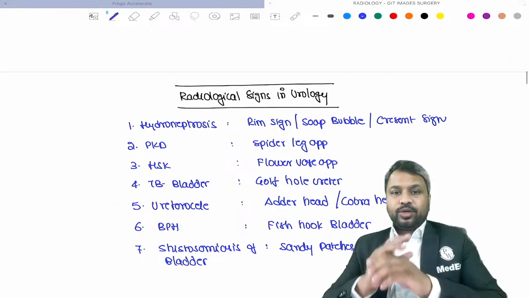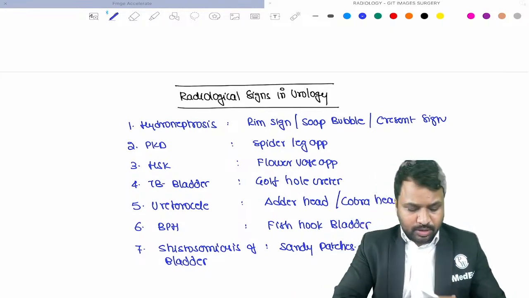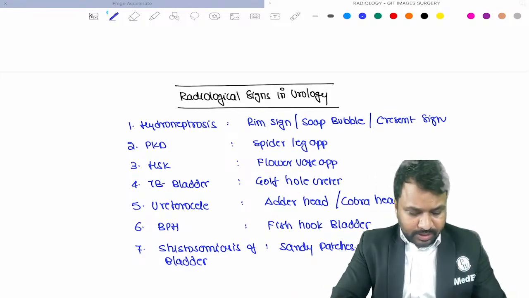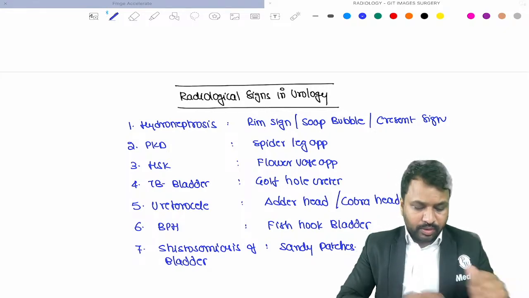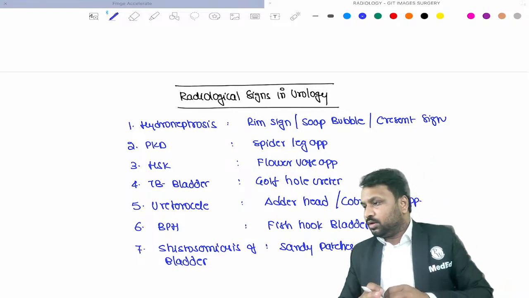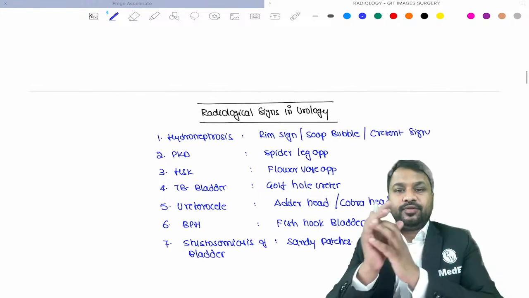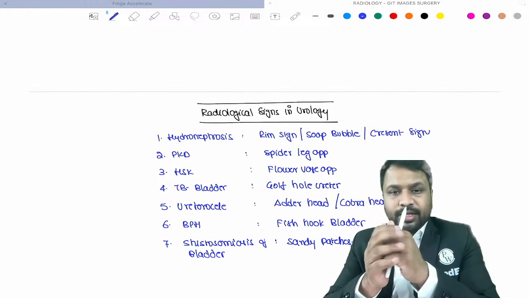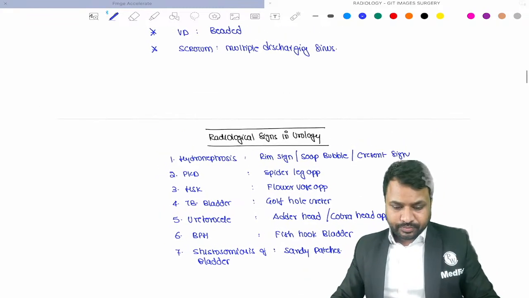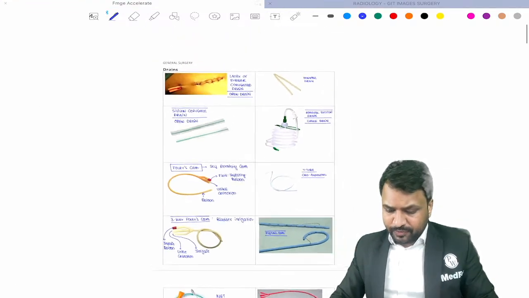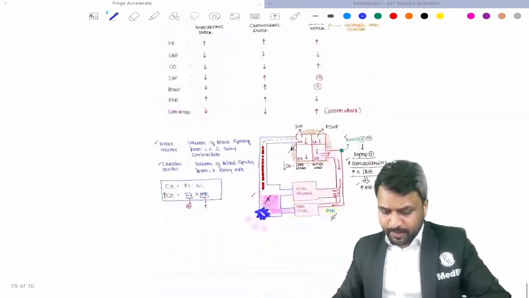So this is with respect to the radiological signs in urology, which are going to be important from the basic perspective. Right, so these are the radiological aspects in the basic objective context. A couple of other image based questions, I completed yesterday.